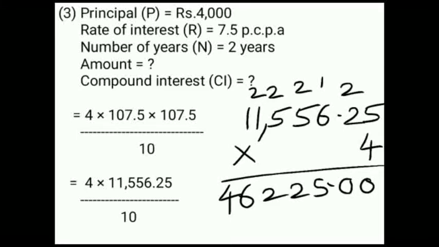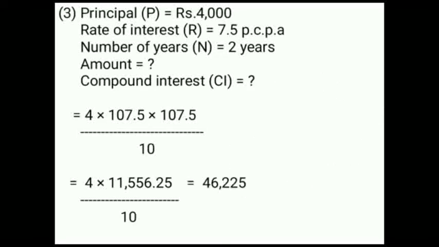After multiplying 11,556.25 into 4, I am getting the answer 46,225. That is equal to 46,225 upon 10. If you have the denominator 10, before one digit will come the decimal point. That is equal to 4,622.5.